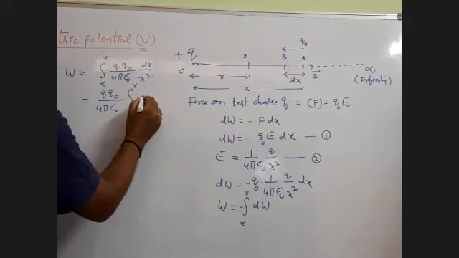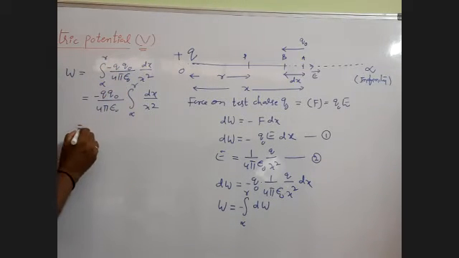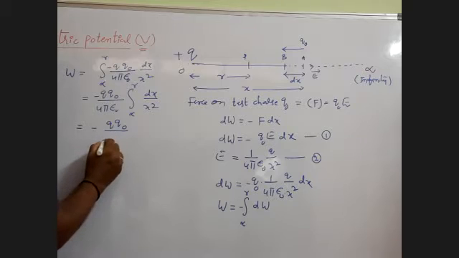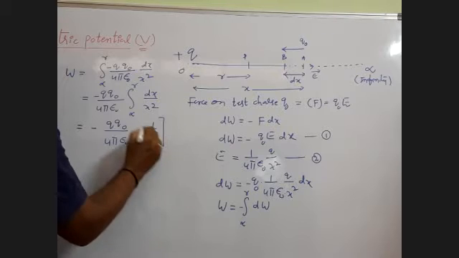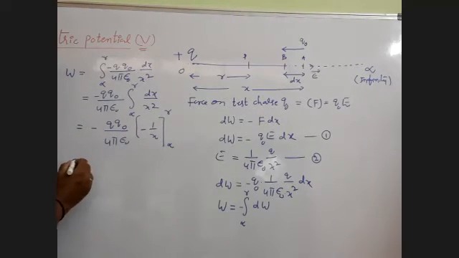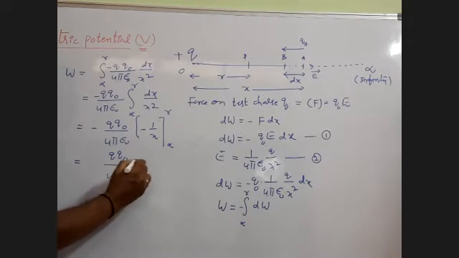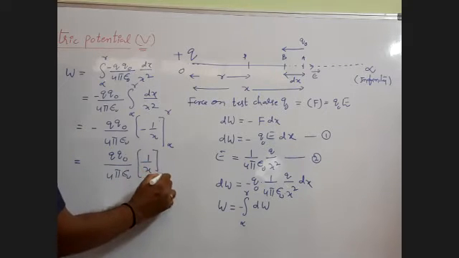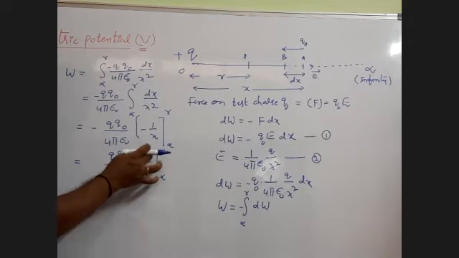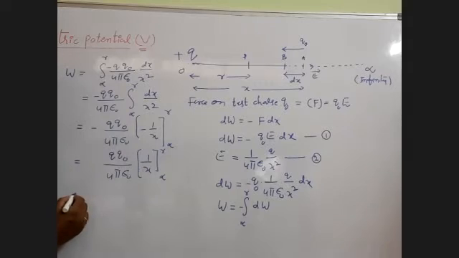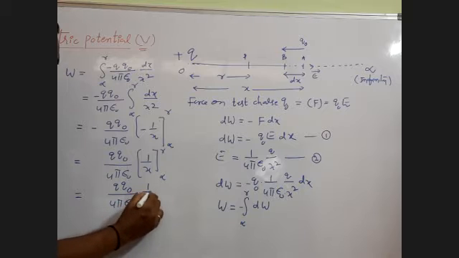Integral of dx by x square. Minus sign is there. I am keeping the minus. Equal to minus q naught by 4 pi epsilon naught. Integral of 1 by x square, it is minus 1 by x. And applying the limits infinity to r equal to minus into minus gets plus q naught by 4 pi epsilon naught 1 by x, and lower limit infinity, upper limit r. So now substitute the upper limit first, 1 by r minus 1 by infinity, second term becomes 0. Then what you get? Equal to q naught by 4 pi epsilon naught into 1 by r.